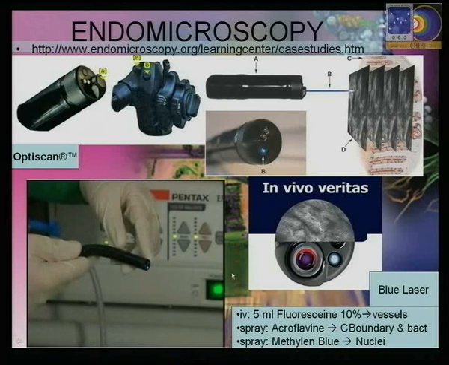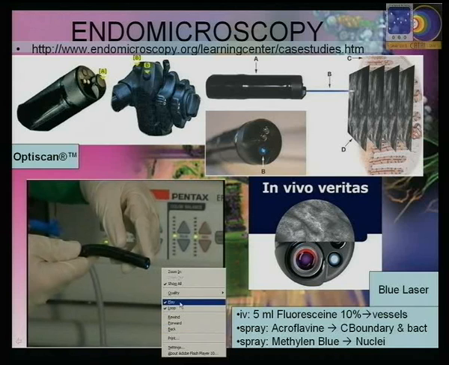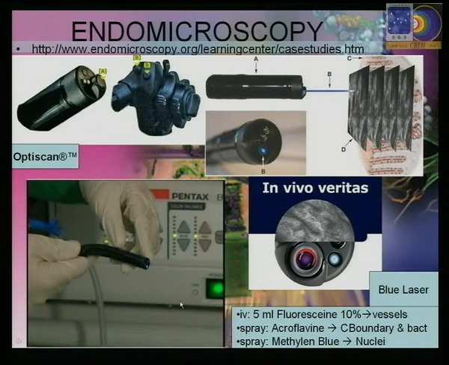Well, you see the technique. We see the technique in here. In order to see the tissue, we have to make some contrast. Otherwise, it's impossible to distinguish the tissue itself. And the contrast is done mandatory with fluorescence in order to see the vessels, and also with a spray-on surface with acroflavin, or with methylene blue, you will see later on.